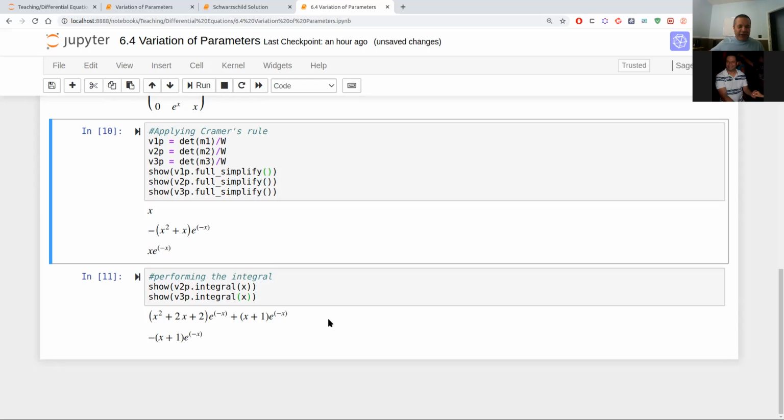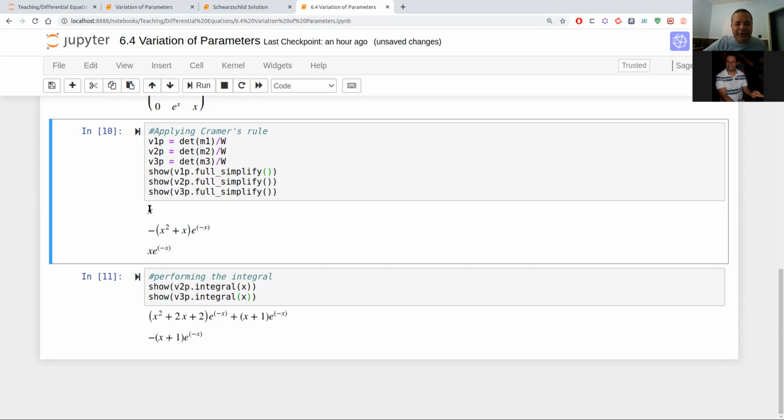Okay, so in your notes, I want you to write down V1 is x. V2 is negative x squared plus x times e to the negative x. And V3 is x e to the negative x. Okay. No, why? Oh, okay, yeah. Sorry. Those are the primes.